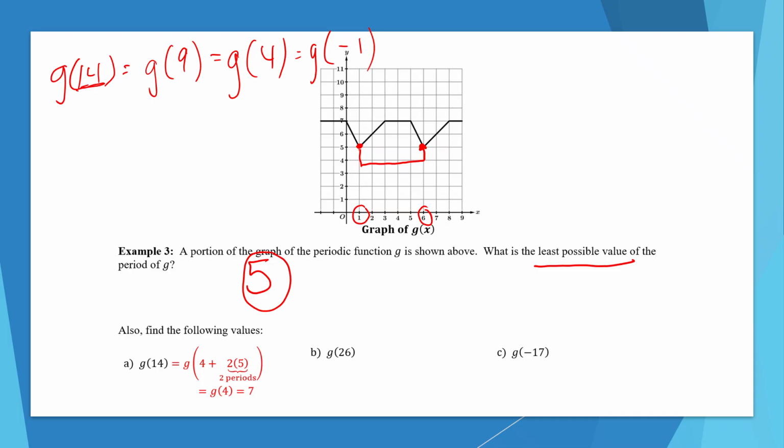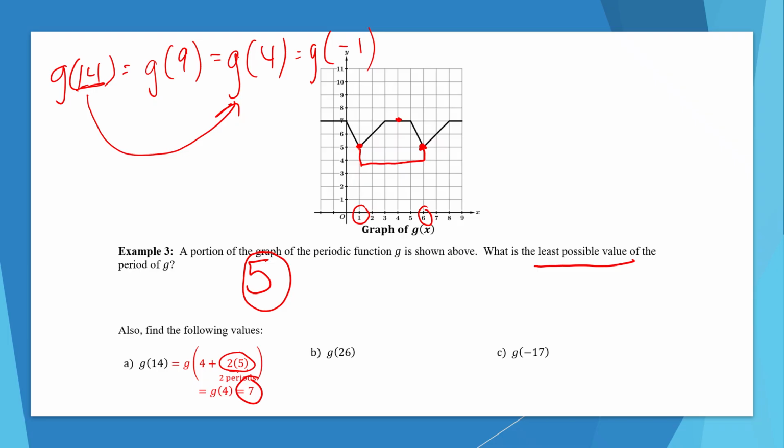And so here, what I have is I did 2 periods of 5, which is 10 units, and I moved that many units to the left. So this should be the same value as g of 4, which in this case is 7. So 7 should be our answer there. Now let's work through the other two.